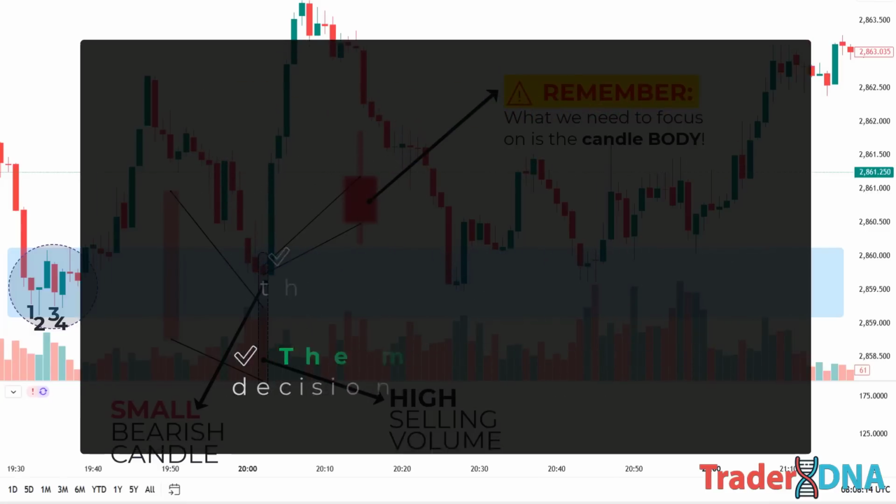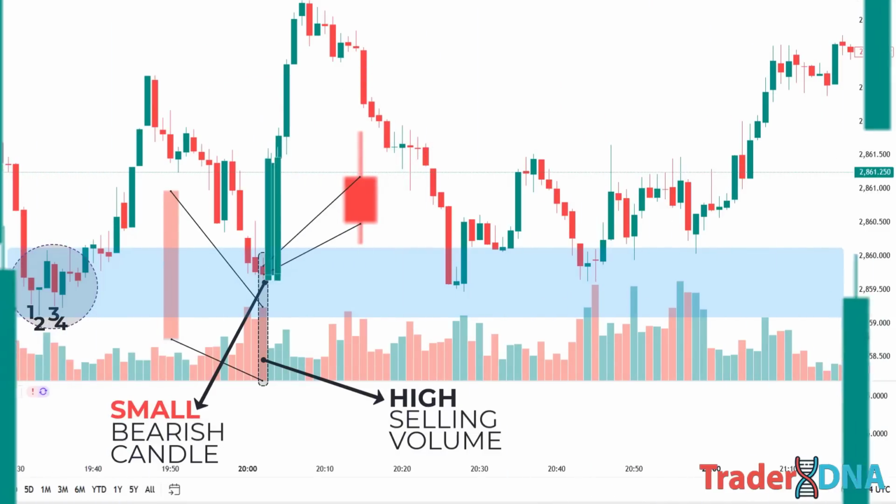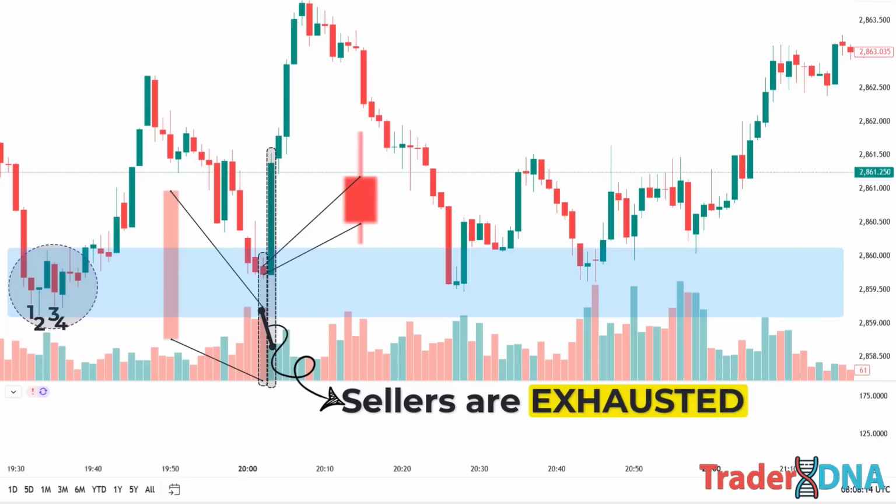And here it is! The next candle forms and boom! A strong bullish. But wait! Something weird happens. The buying volume on this candle is actually lower than the selling volume on the previous one. What does this mean? It means sellers are exhausted. They tried their best to push price down, but because buyers absorbed their orders, they ran out of energy. That's why price now moves up so easily.